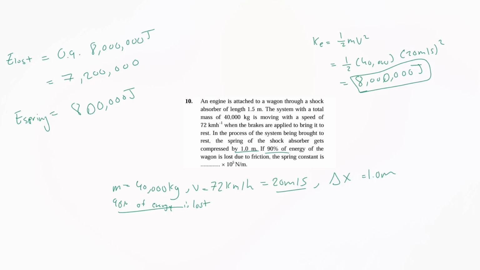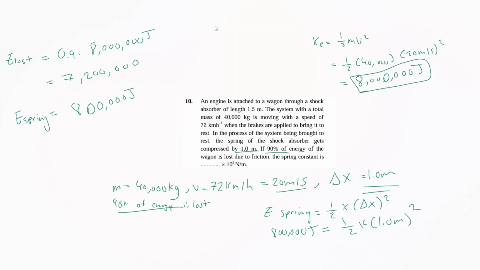Now we can just use the spring constant formula. So we know that E spring is equal to, remember, half times K times the change in X, which is our compression, squared. So we can plug in our E spring, which is 800,000, is equal to half K change in X squared. And remember, this is what we can just put 1.0. We can sub that in and put in my values. Okay, now our next step would be to solve this.